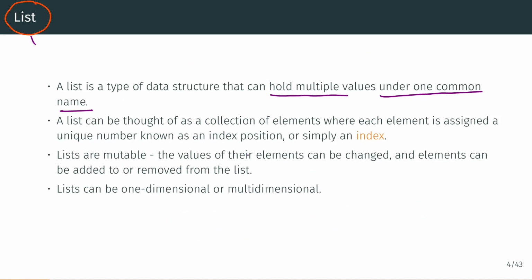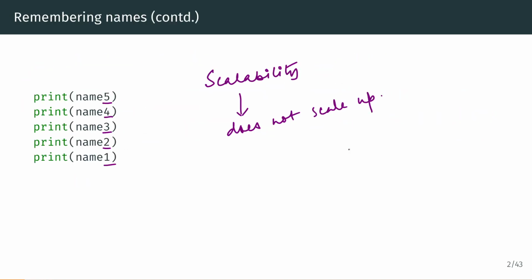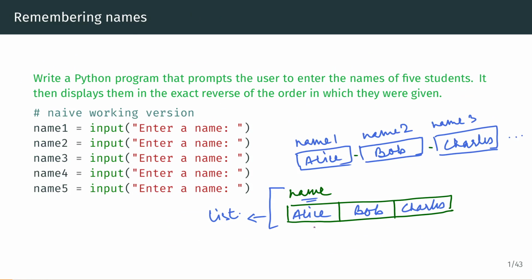So a list can be thought of as a collection of elements where each element is assigned a unique number. Each element is assigned a unique number known as the index position, or simply an index. So going back to our example here, there are 3 elements to this list: Alice, Bob, and Charles. Each of these would be assigned a unique number, and the unique number will start with 0. So Alice would be assigned the unique number 0, Bob would be assigned 1, and Charles would be assigned the number 2.